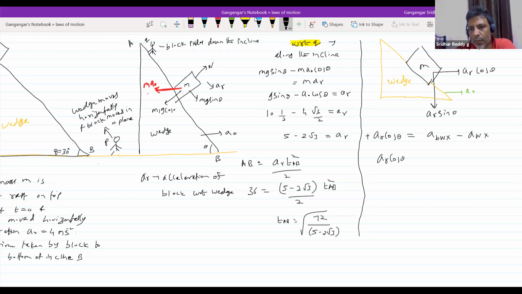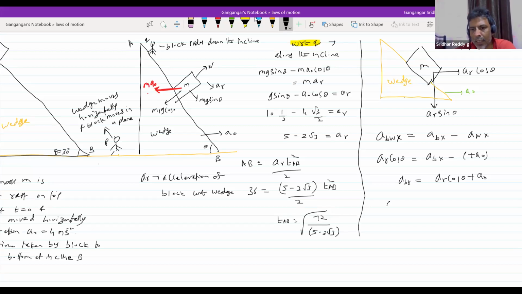the acceleration of block with respect to ground along x-axis minus acceleration of wedge with respect to ground along x-axis. This we don't know. What is the acceleration of wedge along x-axis? It is plus A naught. I'll put the symbol; it'll be very easy for you. Try to see the symbol. Acceleration of block with respect to wedge along x-axis equals acceleration of block with respect to ground along x-axis minus acceleration of wedge along x-axis. So what is ABX now? It should be equal to AR cos theta plus A naught. Do we know AR? Yes. We know the AR value. So substitute here, you'll get ABX.